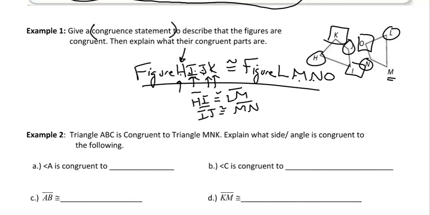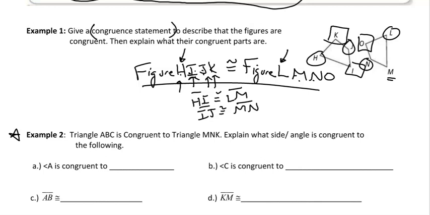Like I said, you could also say angle H is going to correspond to and be congruent to angle L. So angle H congruent to angle L. Angle I congruent to angle M. That's covered in this question right here. So let's just go down to this one.